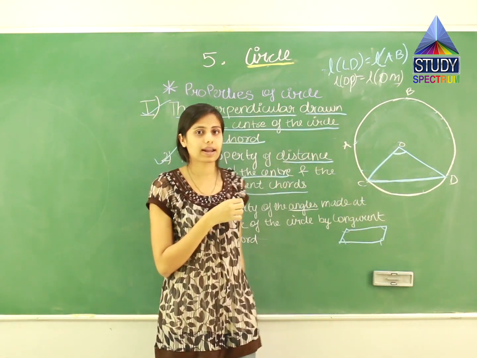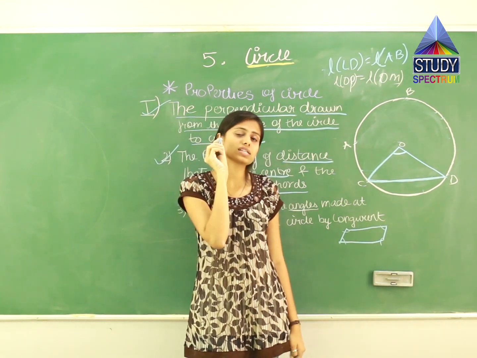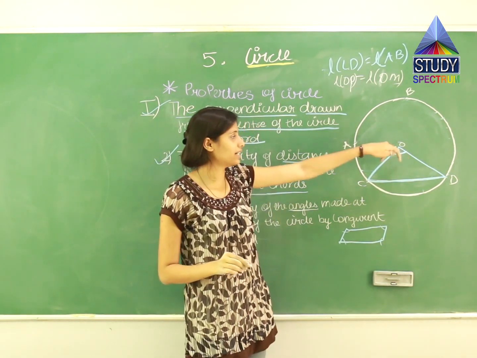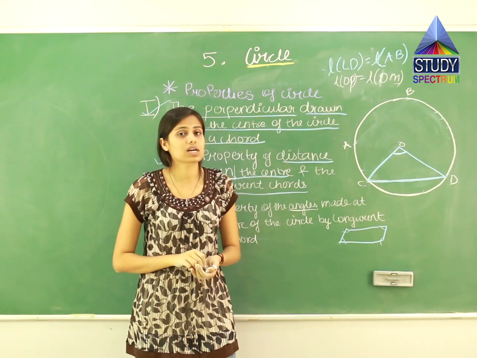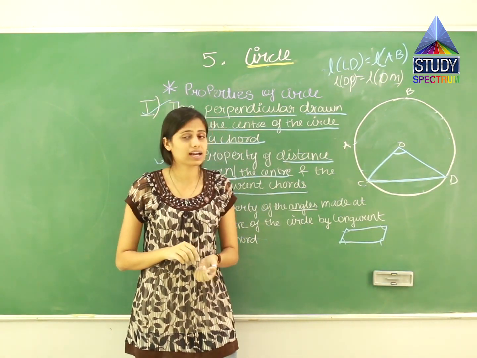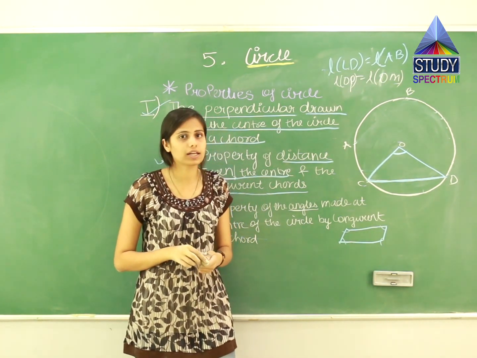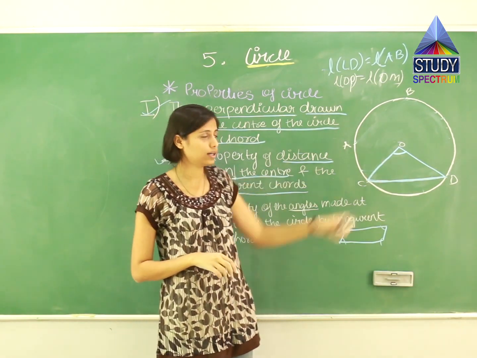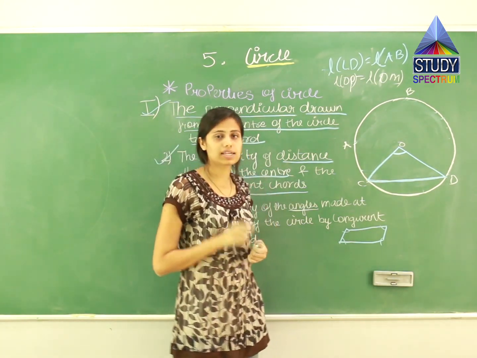Why is it called the center angle? Because it is formed at the center point of the circle. यहाँ पे center of the circle क्या है? Center of the circle is O, and this angle is formed at which point? This angle is formed at point O. This is the center angle.